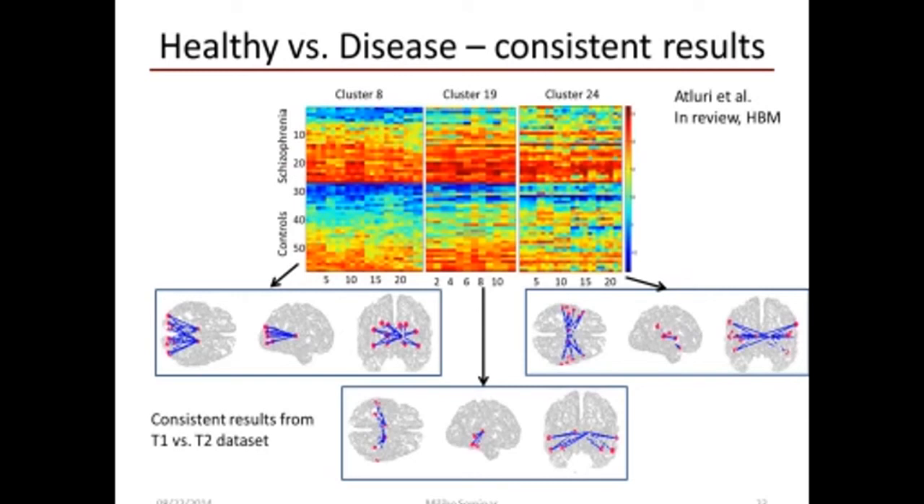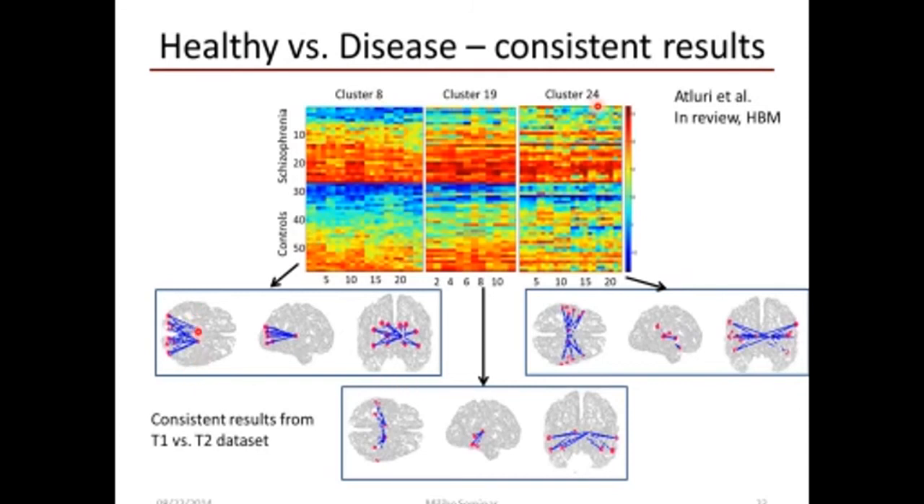And we indeed found that clusters 8, 19, and 24 are significantly different between these two groups in the first set of scans we had. We repeated this analysis on the second set of scans, and we found that the same three clusters are also significant. Actually, they are the top three in both these data sets. And here are the edges that we found.